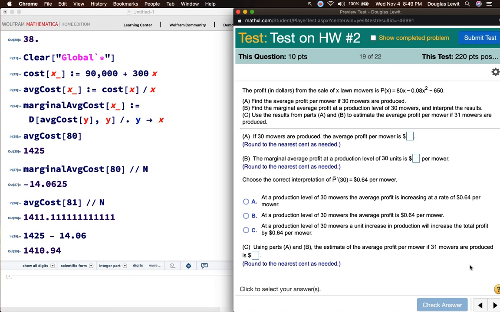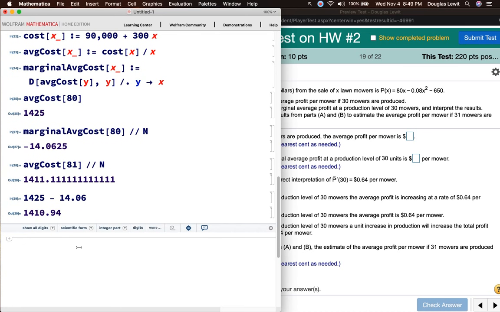Notice they're not interested in 30, they're interested in one more, 31. That's very typical of these problems, okay? That's why you want to use your derivative to approximate the value of the function at the next integer or at the next meaningful value of the independent variable. Okay, so let's use Mathematica to help. So again, clear my variables.